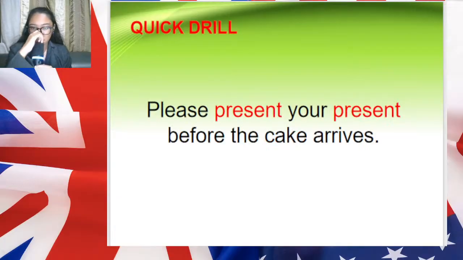Please present your present before the cake arrives. Again, please present your present before the cake arrives. Okay? So the word present here appears twice, and each time it means something completely different depending on the stress.